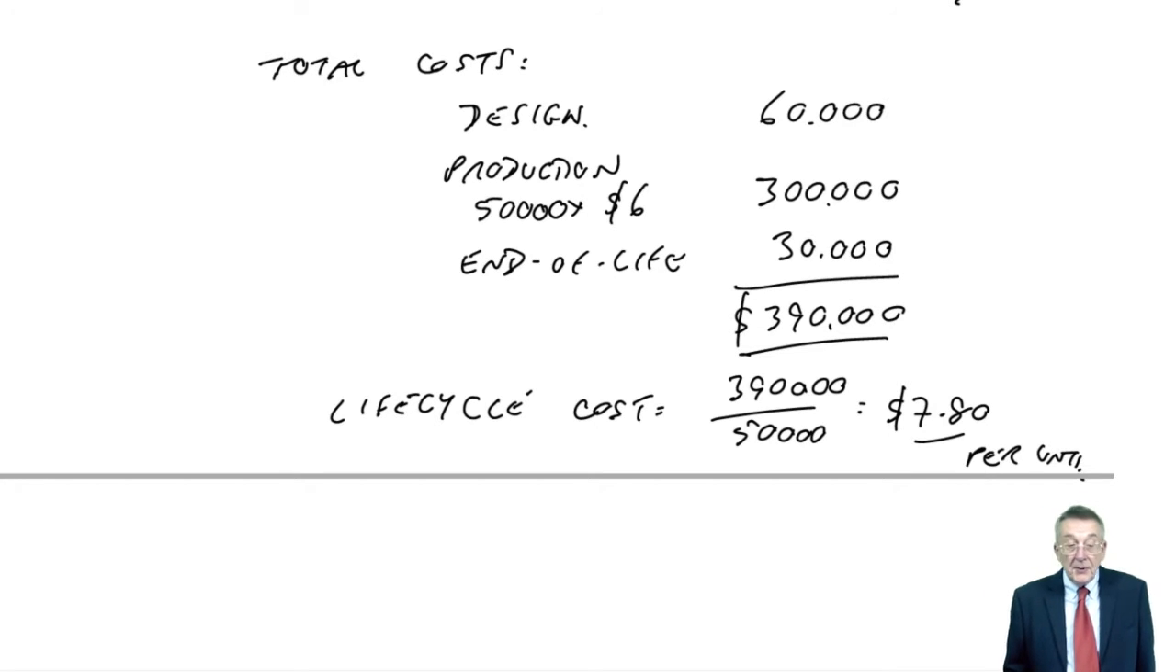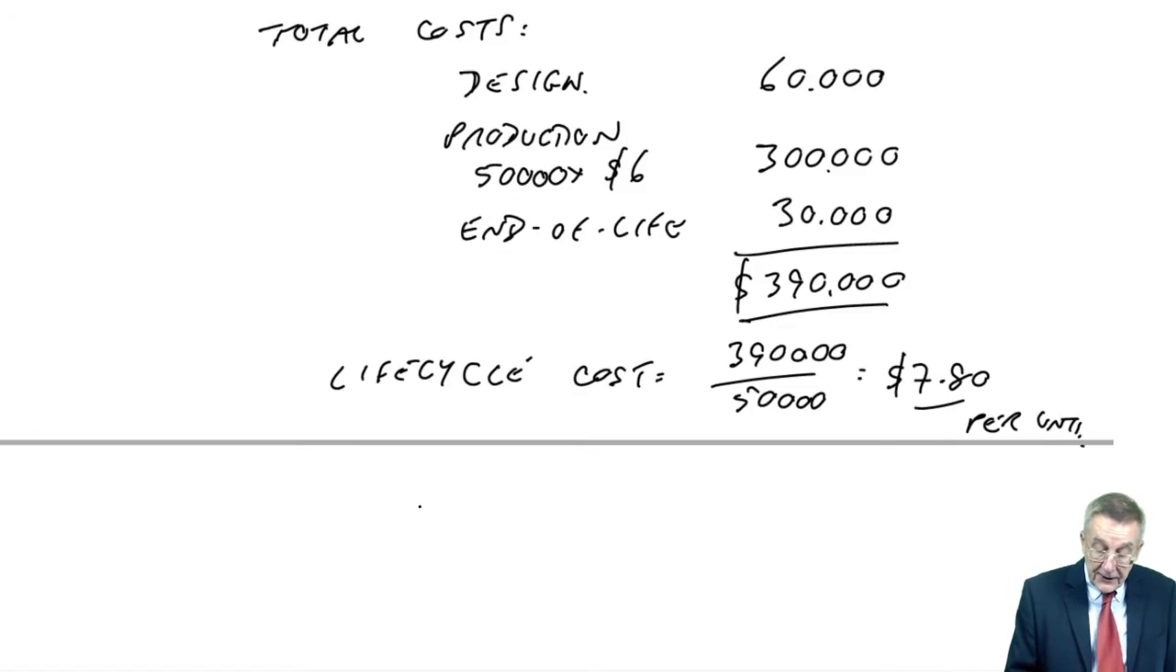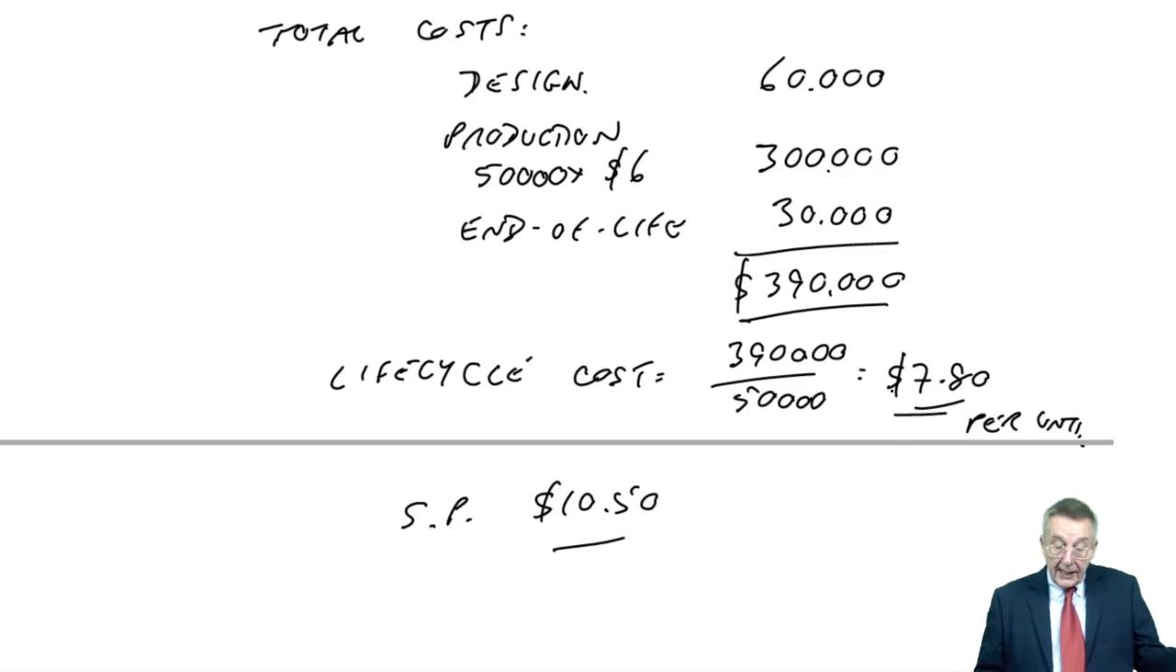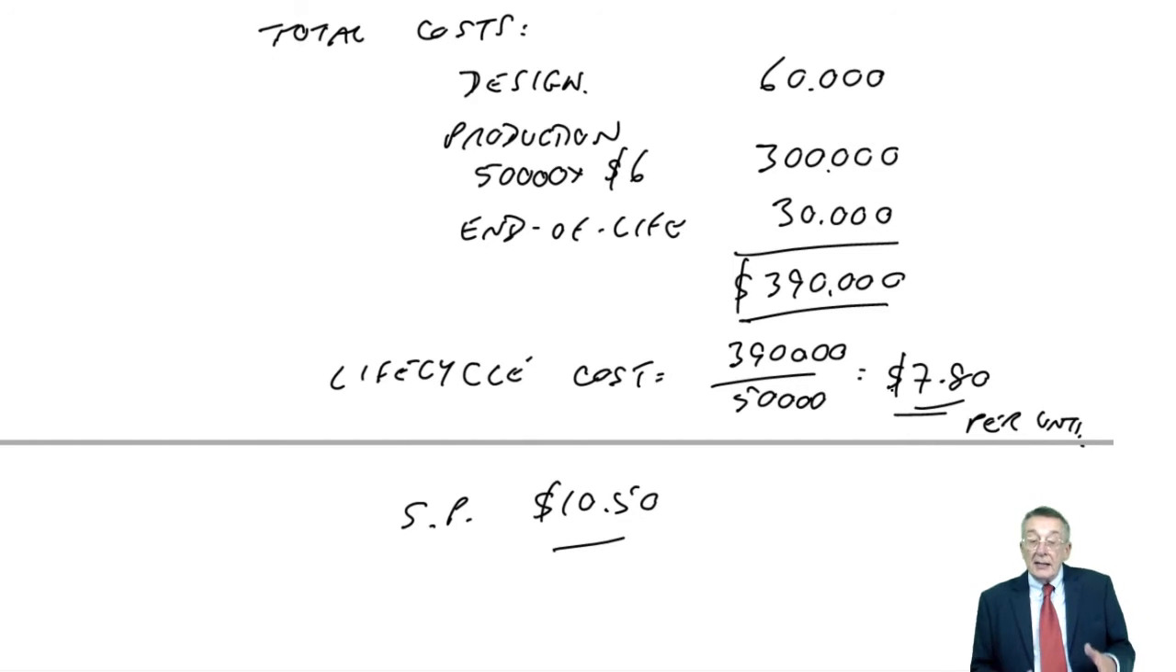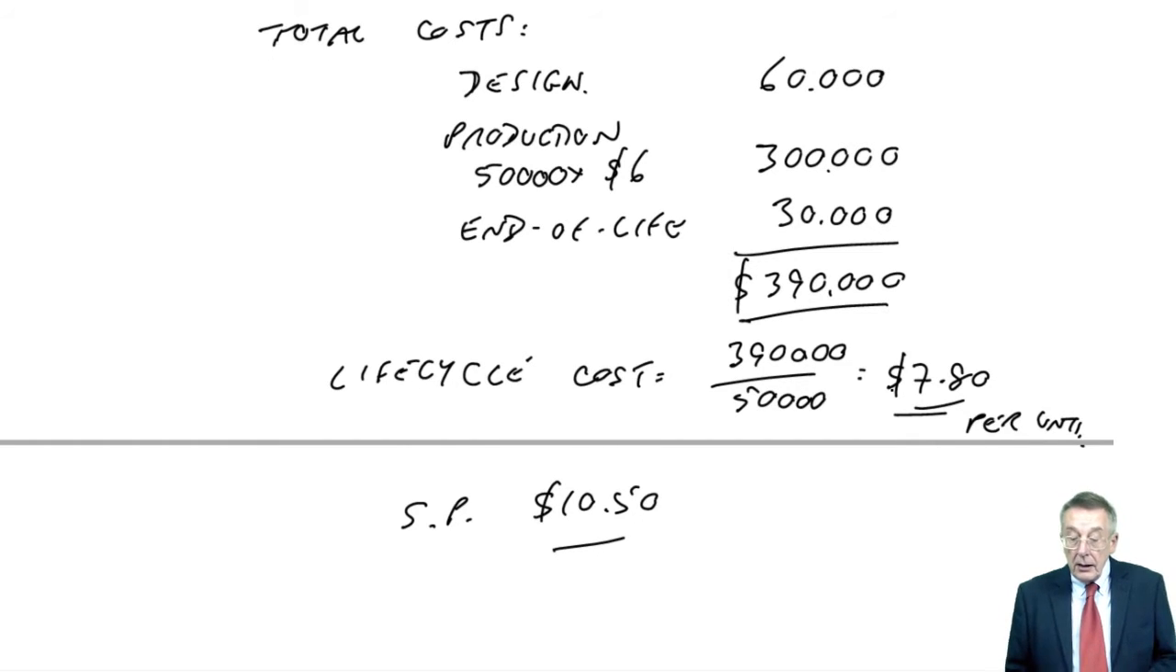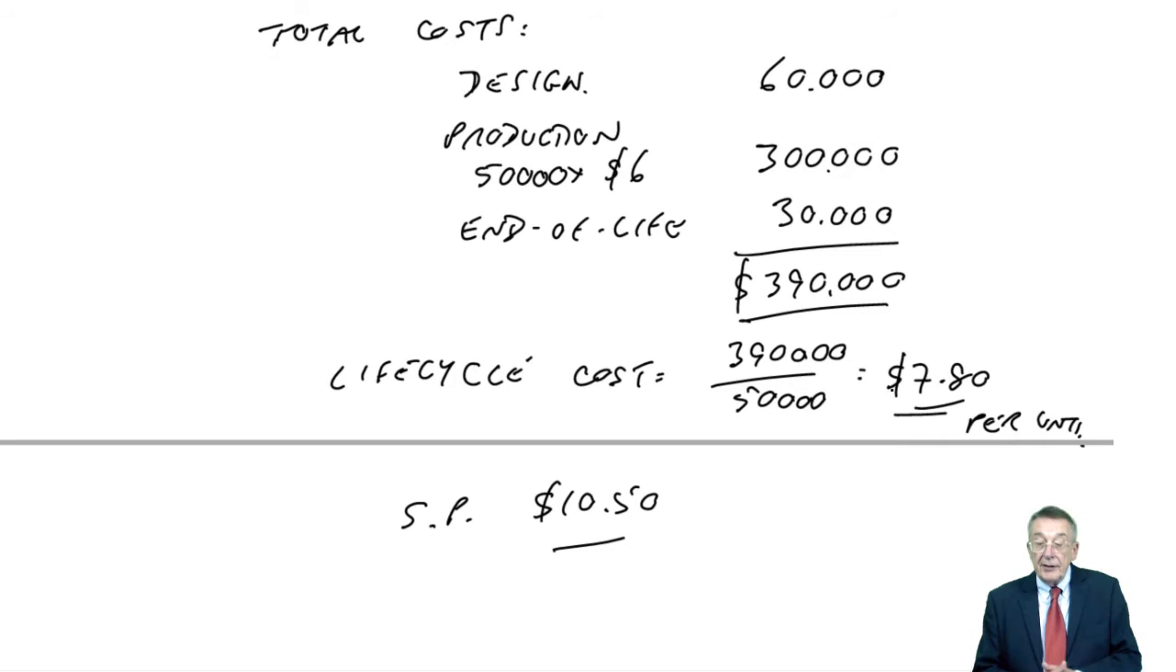Is it worthwhile producing? Well, we think the selling price is $10.50. And so, yes, it is overall. Now, it may not be in the early years. In the first year we're only selling 2,000, and we've got all those design costs. They'd be hugely loss-making. But over the entire life, it is going to be profitable.